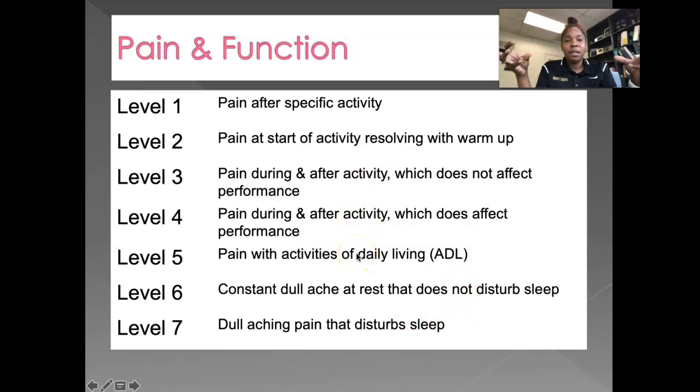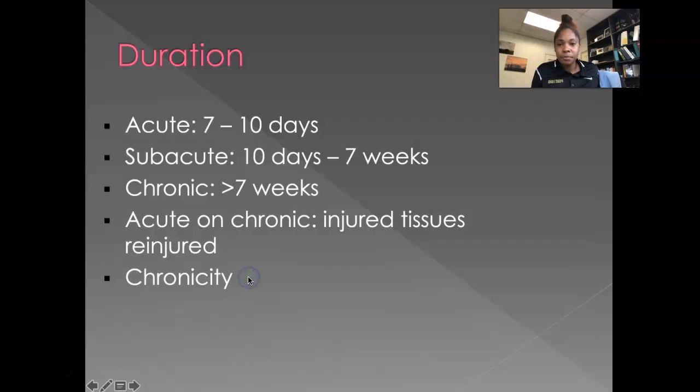So I like this pain and function scale because it allows me to see where my patient lives in terms of their pain and their function, right? And if they're level 1 through 3, I'm comfortable with them competing in sport. As they progress to that level 4 through 7, particularly 6 and 7, I'm getting concerned that that patient is at risk for some type of bony reaction, right? And so we pull them from the sport to ensure that they don't get injured.